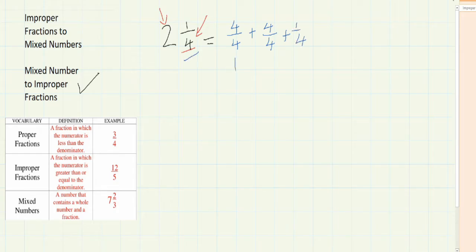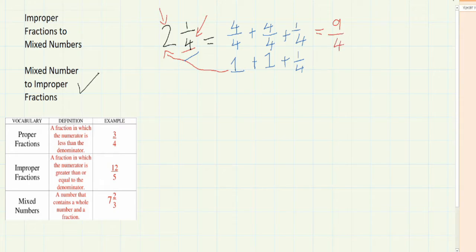And then don't forget, finally, my 1/4. So that's 1 whole number there, plus 1 whole number there, plus 1/4. So that's perfect. I think that's right. Are all my denominators the same? Well, I made it a point to make sure that all my denominators are the same. And now what I'm going to do is just add the numerators together. 4 plus 4 is 8, plus 1 is 9, and I get my answer of 9/4.